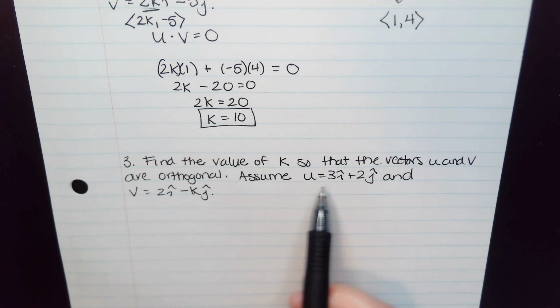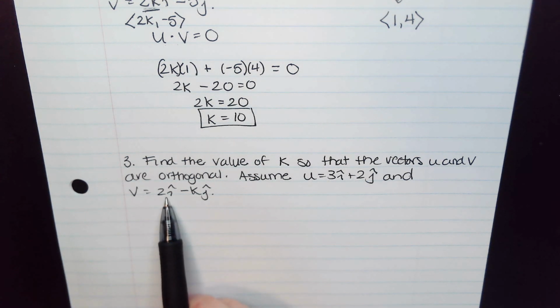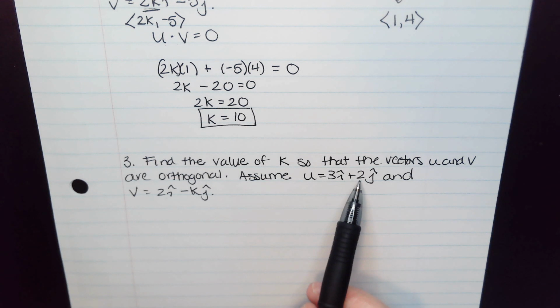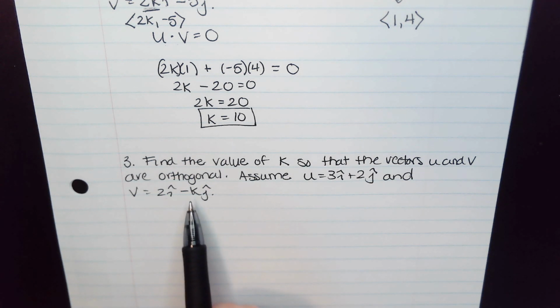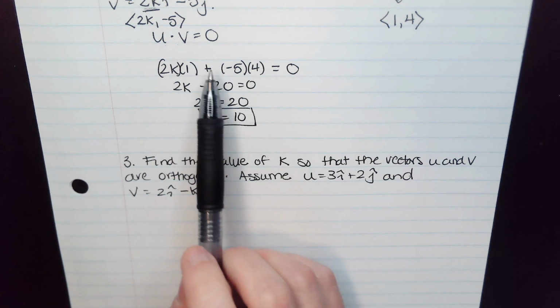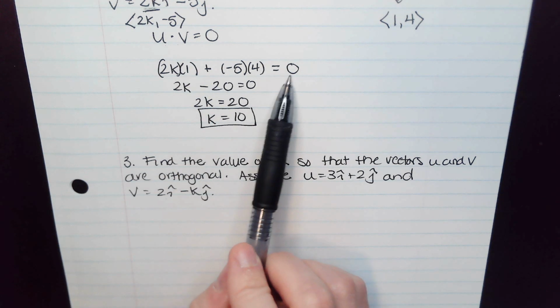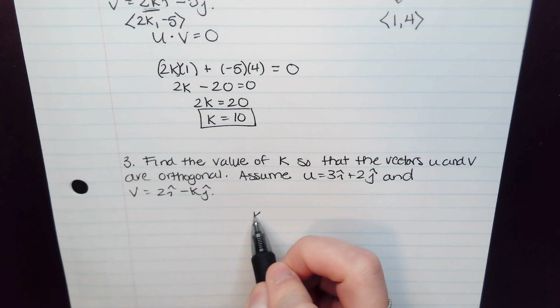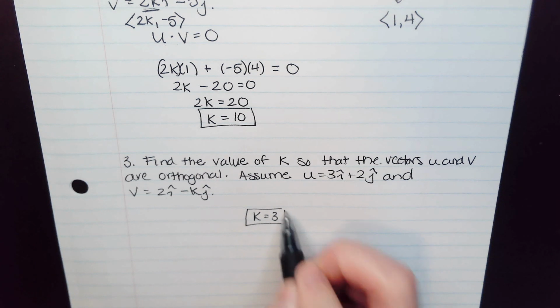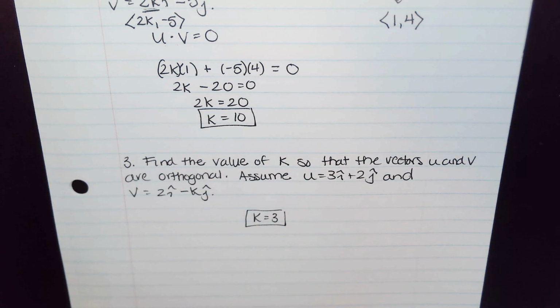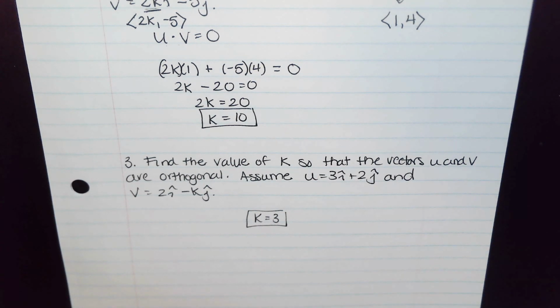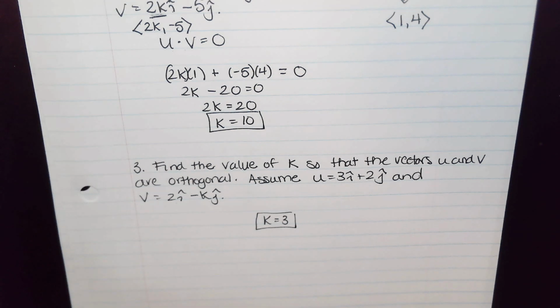All right, so you should have found your dot product. So 3 times 2, plus 2 times negative k. Set that equal to 0 like we did up here, and then solve for k, and k should equal 3. So in your papers, I should see that you've solved this equation and gotten k. I don't want to see that you just wrote k equals 3. I want to see your work for that one.